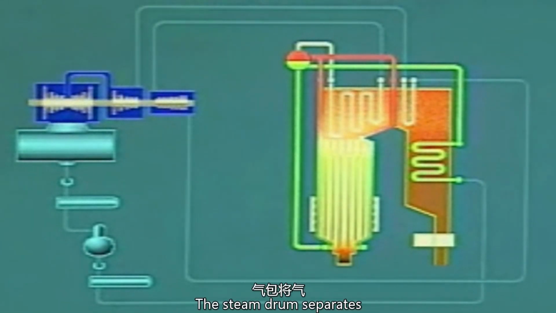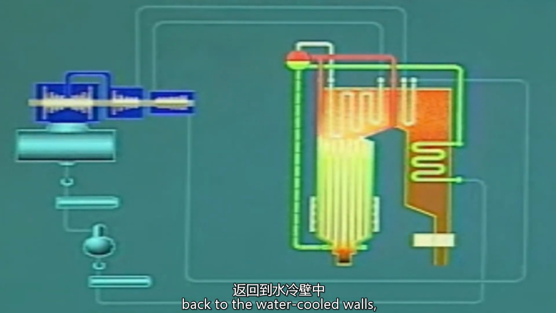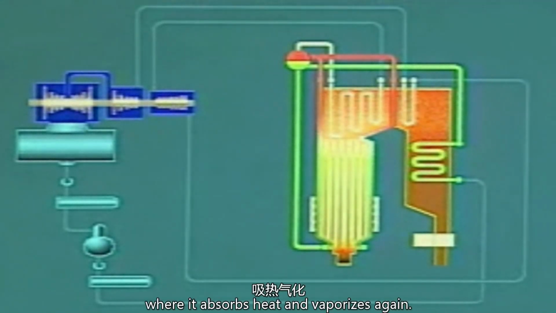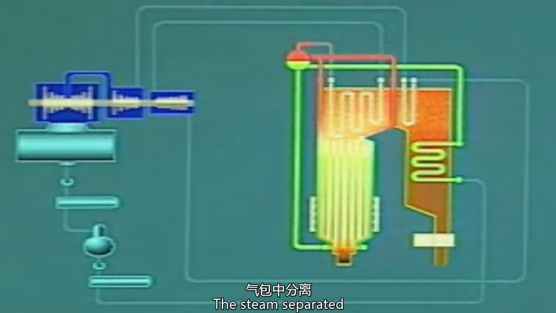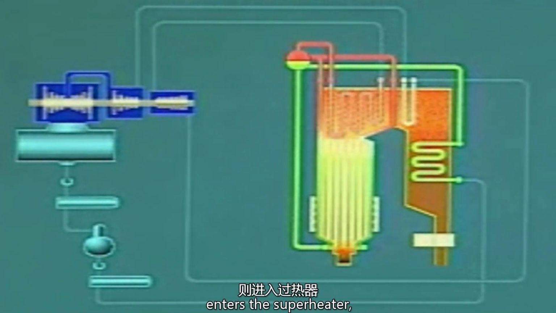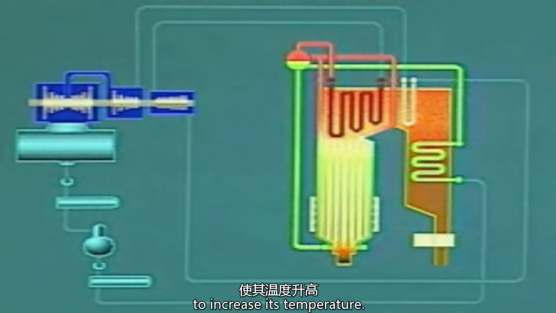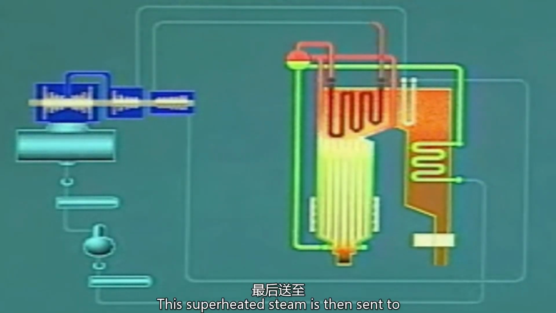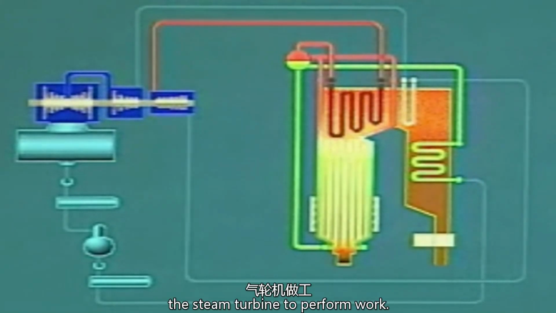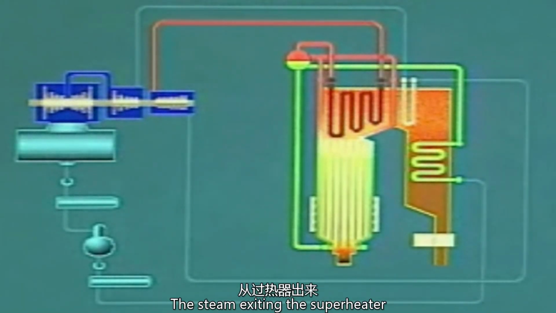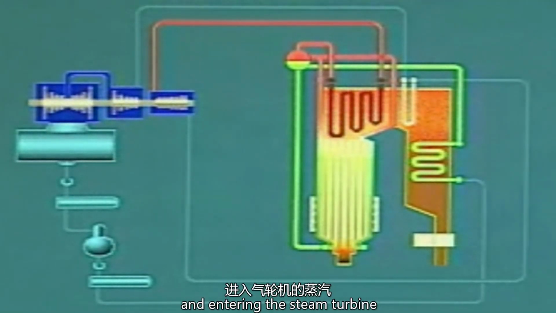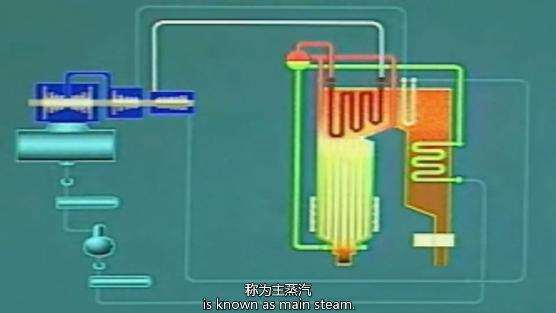The steam drum separates the steam from the water. The separated water returns through the downcomer pipes back to the water-cooled walls, where it absorbs heat and vaporizes again. The steam separated in the steam drum enters the superheater, where it is further heated to increase its temperature. This superheated steam is then sent to the steam turbine to perform work. The steam exiting the superheater and entering the steam turbine is known as main steam.